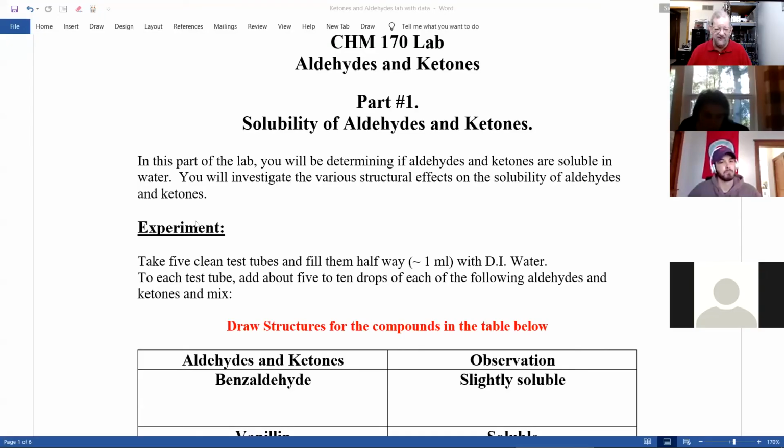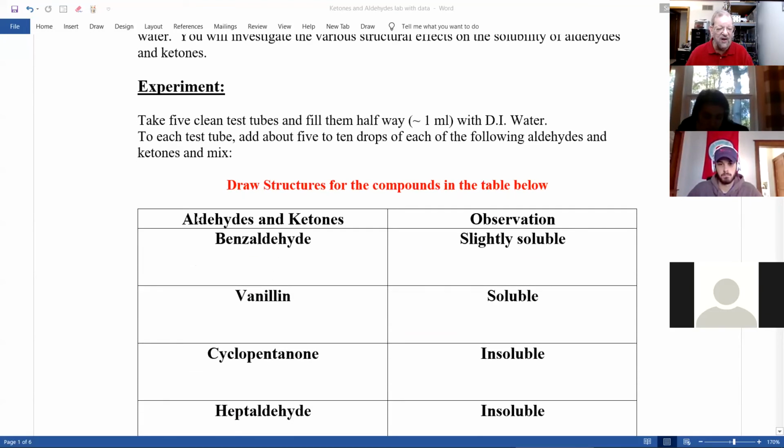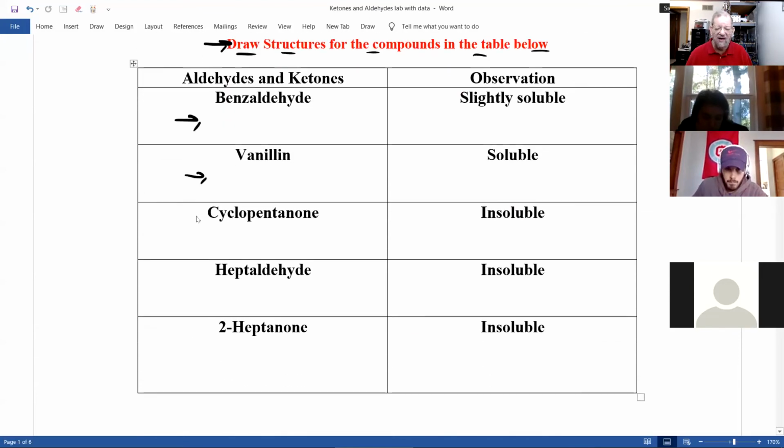And then you'll observe, is the material in the test tube, the liquid, homogeneous, the same throughout? Then it's soluble. If there are 2 layers, it's insoluble. Now, notice right here, I'm asking you, underneath the name, draw the structures for the compounds in the table below. So right here, you should draw the structures. And if you notice, I give you the data.